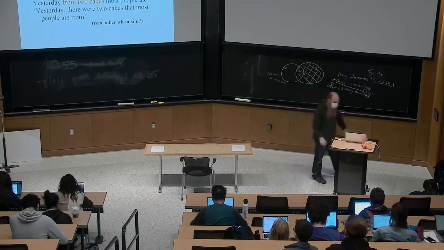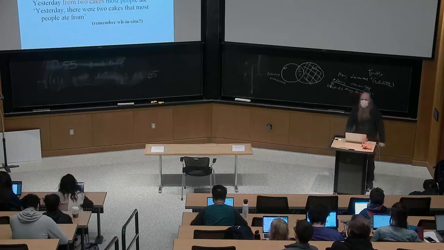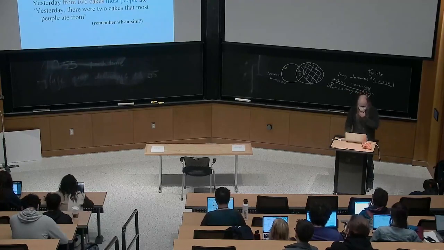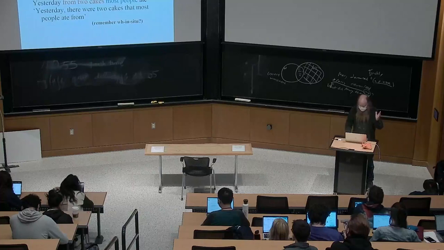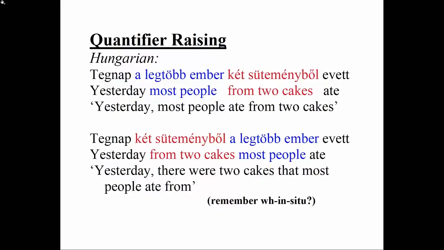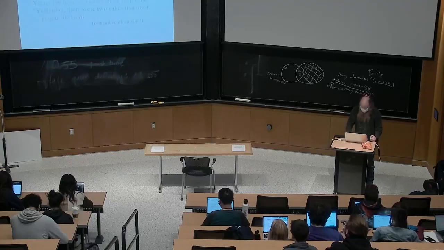And the claim is that all languages are Hungarian deep down. It's just that some languages are better at this than others. There are languages like Hungarian that are really good at being Hungarian. You can just see it right there. And then there are other languages like English that are Hungarian, but they're shy about it. And so you don't get to see the relevant kinds of movement.